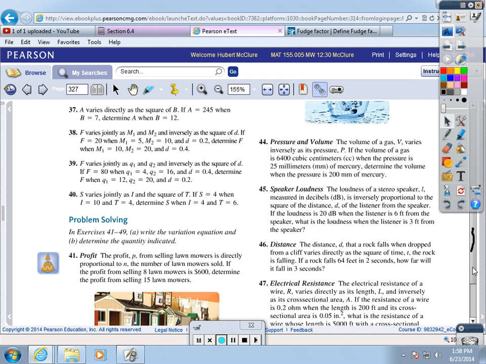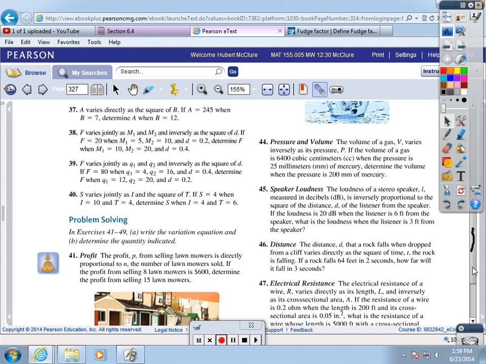Let's do 38. F varies jointly as the first M and the second M, M sub 1 and M sub 2. We've talked about that before. First and second M, like measurements. All right? And inversely as the square of d, we said that was d squared. Now, the two things I want you to notice, we've got a joint variation and a what? So you've got to mix the two formulas.